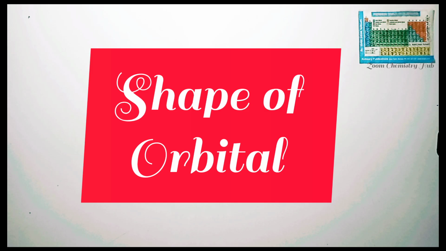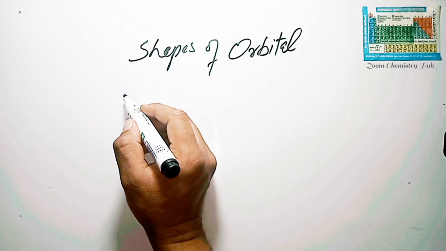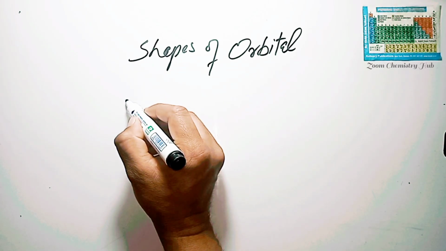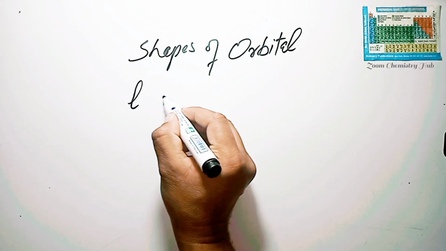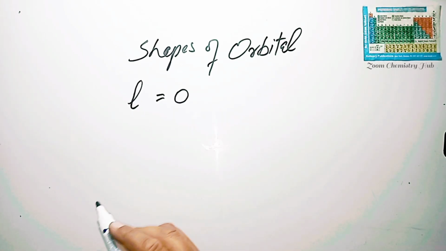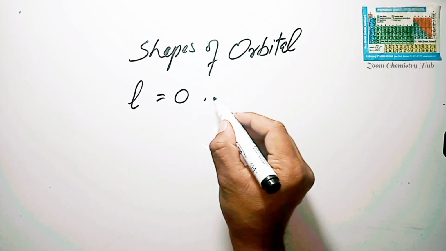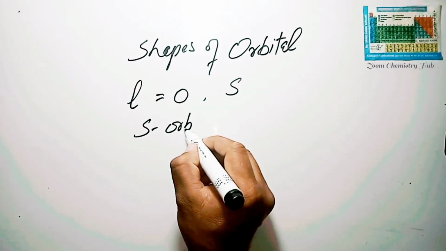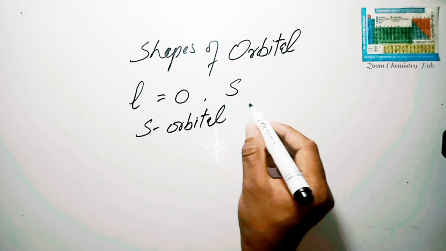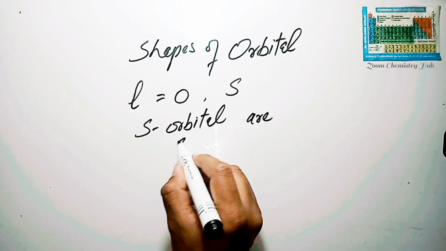Today in this video we will discuss the most important topic, that is the shape of orbitals. So first we know that the azimuthal quantum number tells us the shape of the orbital, that is when L is equal to 0, then the orbitals are s orbitals, which are spherical in shape.